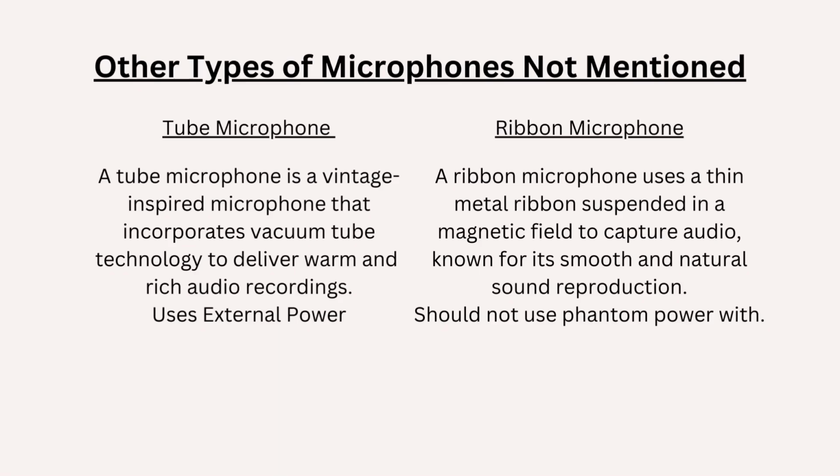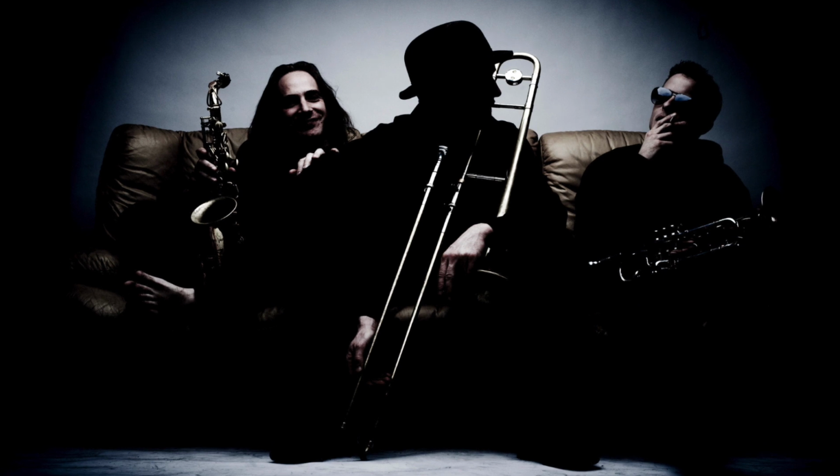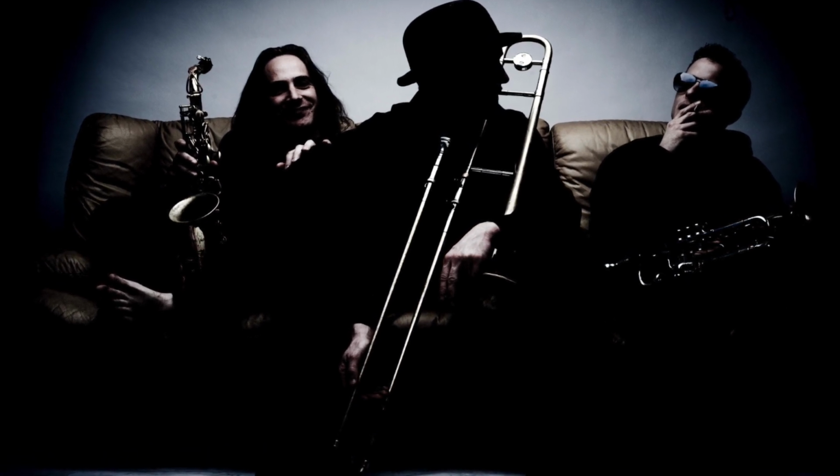The second one is a ribbon microphone, which uses a thin metal ribbon suspended in a magnetic field to capture audio. It's generally known for its smooth and natural reproduction, and it should not be used with phantom power. This is really cool because the ribbon actually moves, and that's what's capturing the sound. And lots of times it could be used for trumpets or different horns because it has a softer sound and gets rid of some of that harshness.